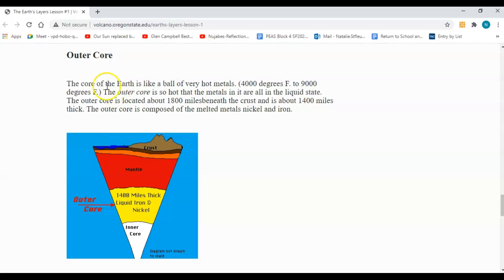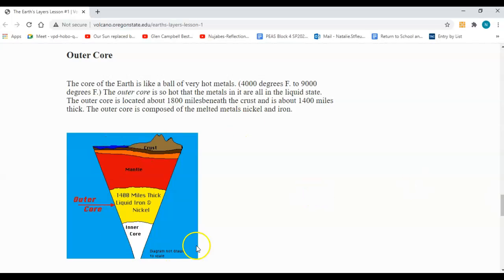Outer core. The outer core of the earth is like a ball of very hot metal, 4,000 degrees Fahrenheit to 9,000 degrees Fahrenheit. The outer core is so hot that the metals in it are all in the liquid state. The outer core is located about 1,800 miles beneath the crust and is about 1,400 miles thick. The outer core is composed of the melted metals nickel and iron.